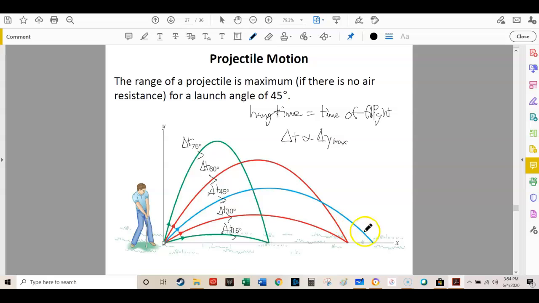So even though the 45-degree angle one is traveling the furthest distance, since its maximum height is only here, its time in the air is not going to be as long as the 60-degree angle or 75-degree angle. The 75-degree angle is traveling only as far as the 15-degree angle one, okay? But that 75-degree angle one is actually going to be in the air the longest. So it's going to have the most hang time, okay?